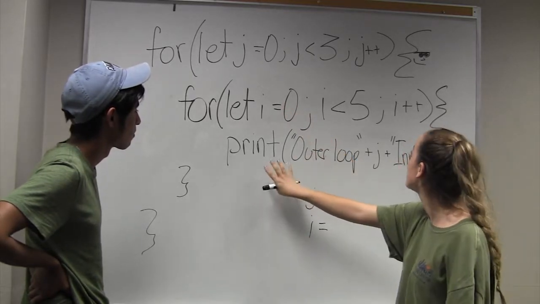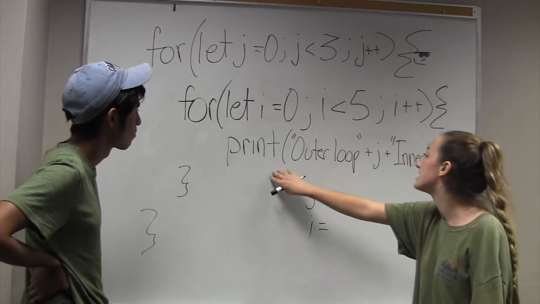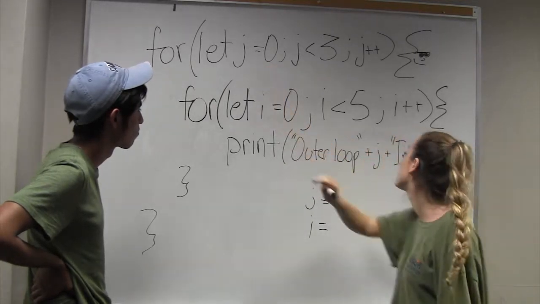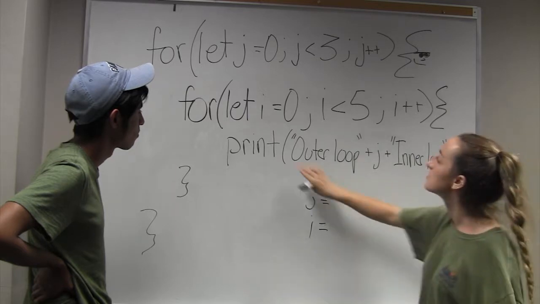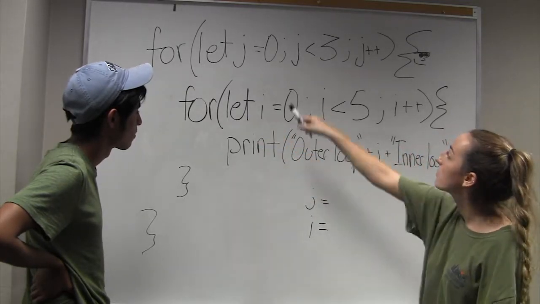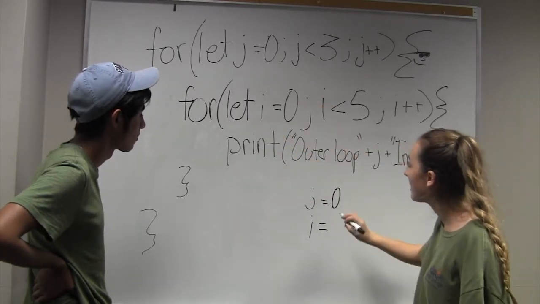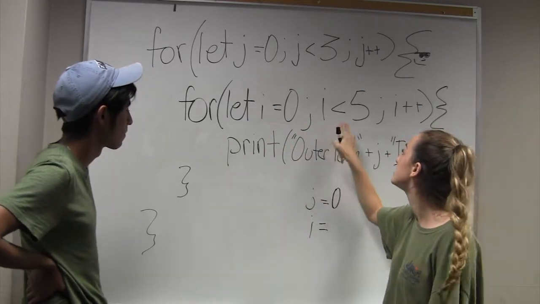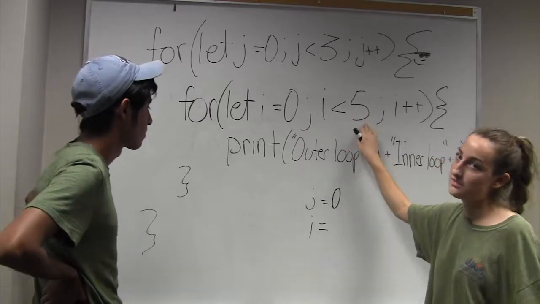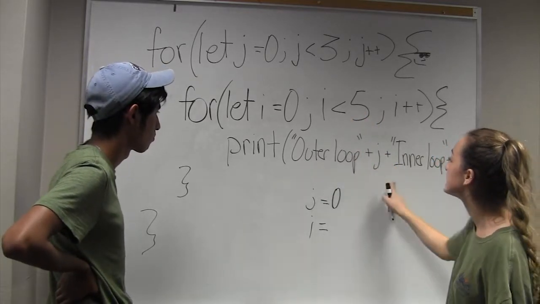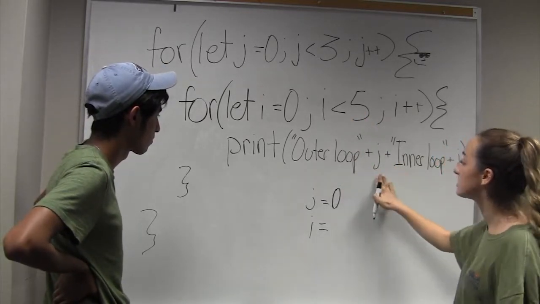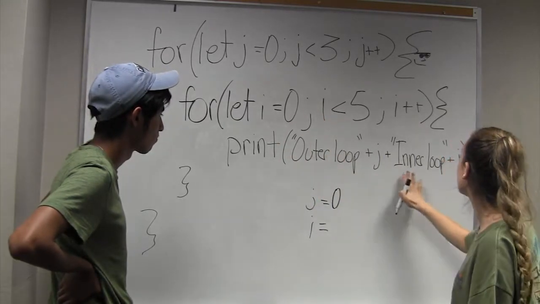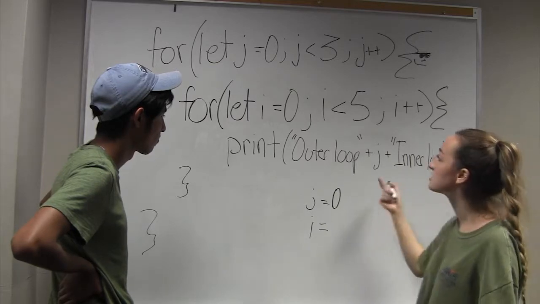So what we want to do inside this for loop is print outer loop plus j. So j is our variable from the first for loop, plus inner loop plus i, which is right here. So j is 0, and it's going to stay at 0 while we go through this for loop until i is not less than 5. So when we print this, we're going to print outer loop plus 0, and it's going to stay 0 throughout this entire for loop for now, and then plus inner loop plus i. And so i is going to change.